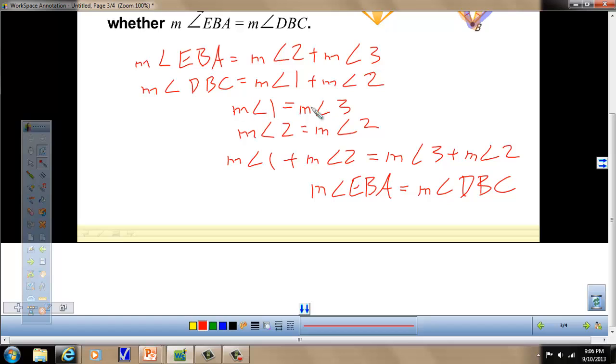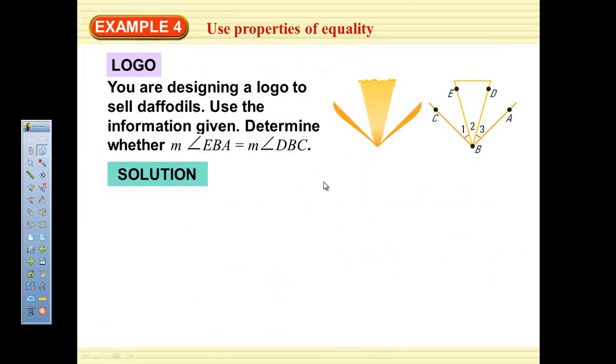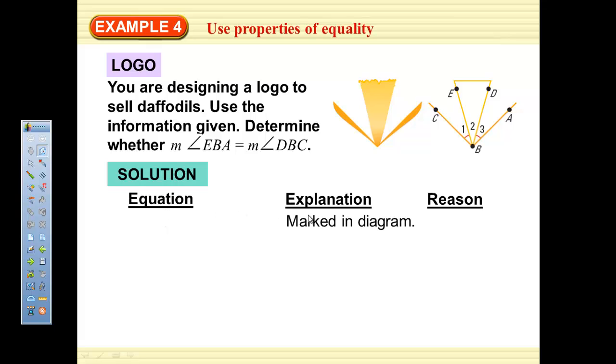We're going to start out with what's given to us, and then the obvious stuff, and then from there, we'll write out these ideas, and we'll use that to write an equation that's equivalent to what we're trying to find. So let's take a look at what this would look like altogether. Again, you won't need to do the explanation. You can just do the equation and the reasons, or in this case, the statements and reasons.